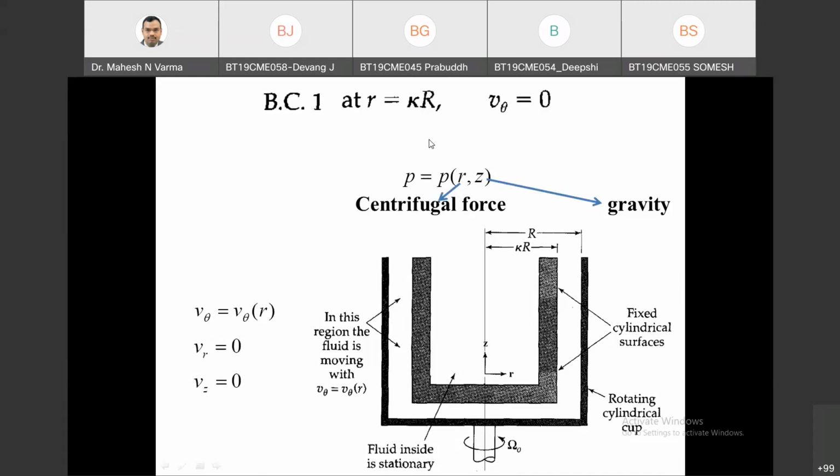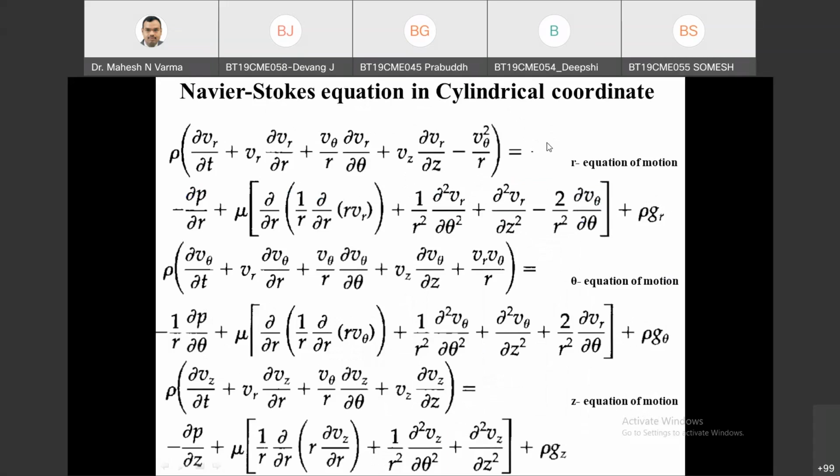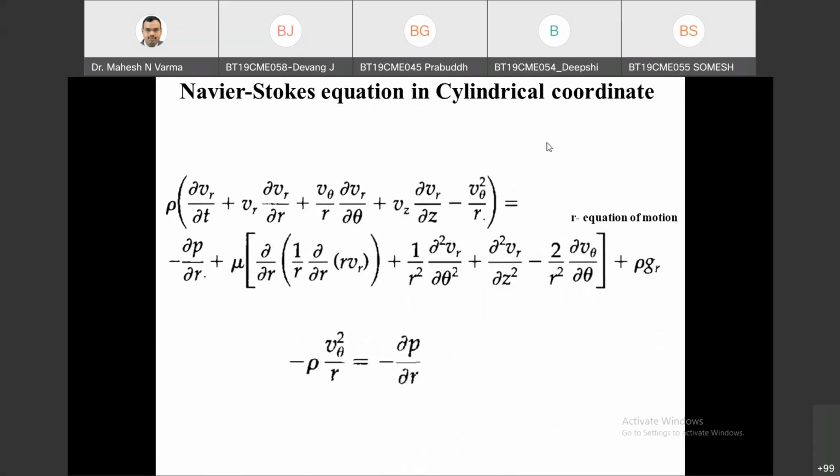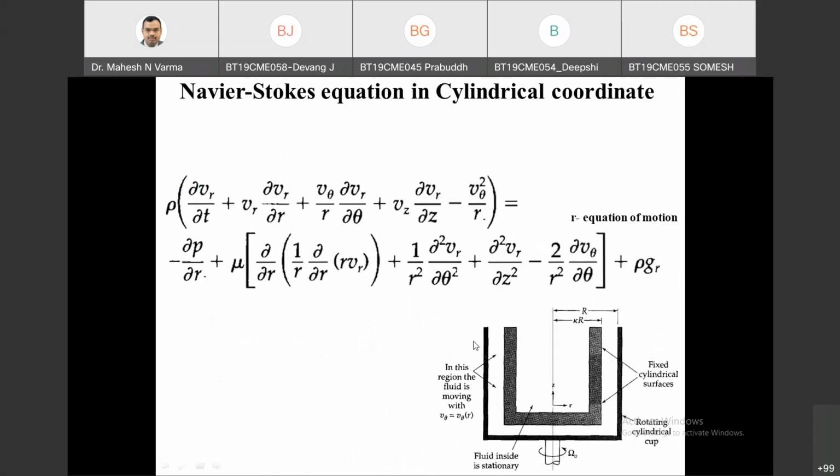Boundary conditions: at r equals kappa R, at this surface, V theta equals 0, and at r equals capital R, V theta equals omega naught into R. So these are the boundary conditions. Out of these three equations, the R equation of change will give me the variation of pressure. One by one you can neglect whichever terms are zero, and keep the non-zero terms.